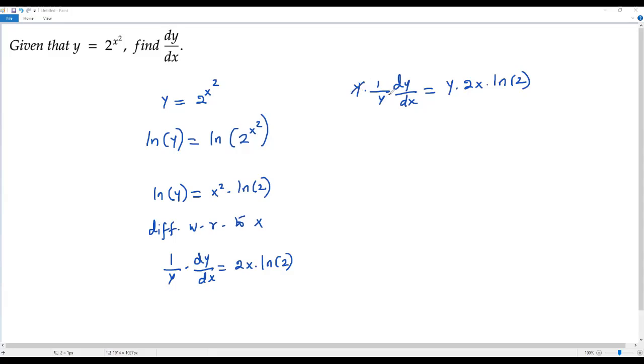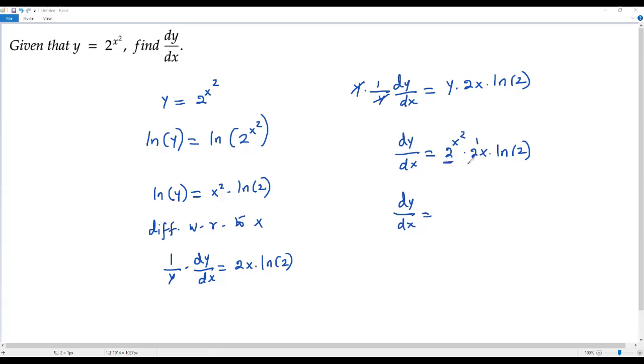Here this y will cancel, then I'm getting dy over dx on the left side. On the right side, for this y, we can plug in 2 raised to the power of x square. Then I'm getting 2 to the power of x square times 2 times x times ln of 2. Then we get dy over dx equals, here for this 2 we can assume there is exponent 1, because for any term, if there is no exponent, we can assume there is exponent 1.